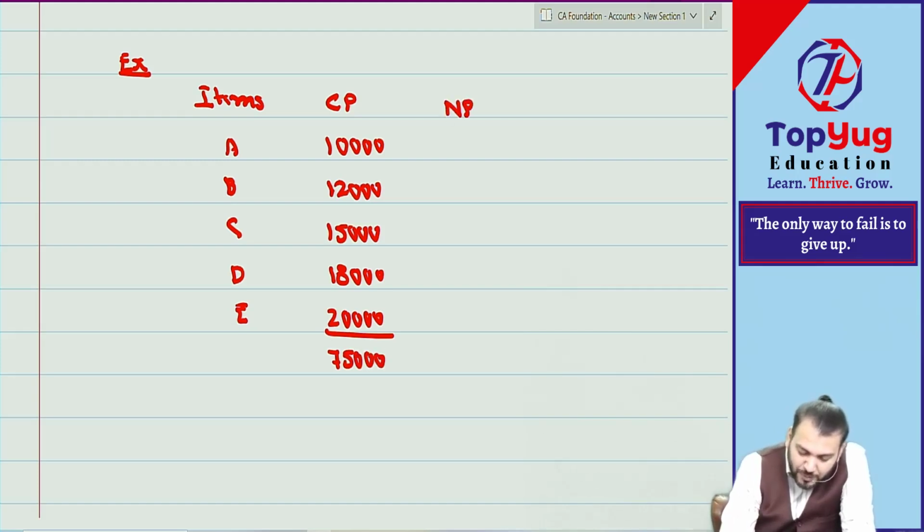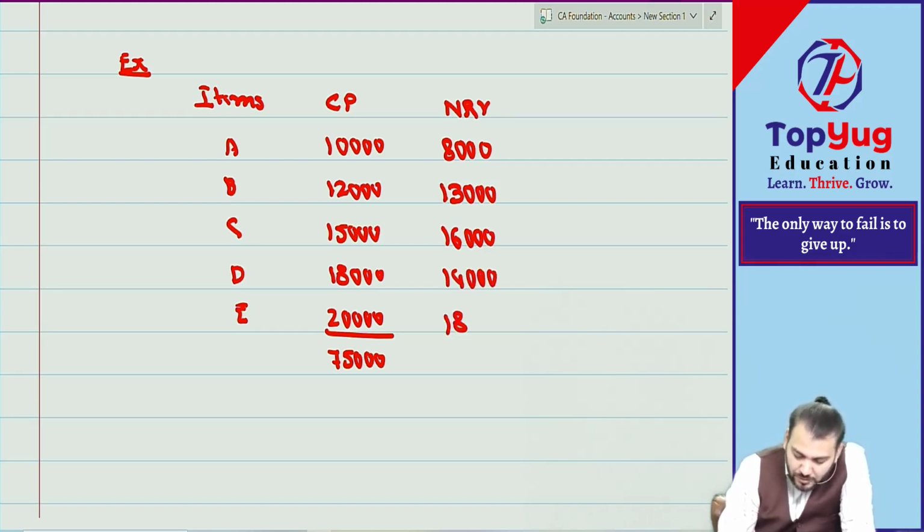Then they will give NRV also: 8,000, 13,000, 16,000, 14,000. This is correct now? And 18,000. What is the total of this?